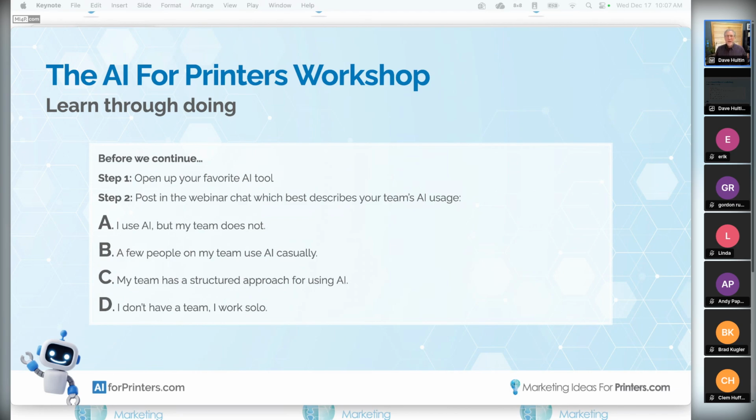Step two, go ahead and find your meeting chat and give me a feel for how you and your team are using AI today. That could be A, B, C, or D. A is you use AI, but your team does not. B, a few people on your team are using AI casually. C, your team has a structured approach for using AI. D, maybe you have a team or don't have a team and you are working solo. Now, this is a free workshop, so really the only price of admission is your participation. I just need to know that you're here and ready to proceed. So go ahead and drop your A, B, C, or D, whichever one best matches you, into that chat.